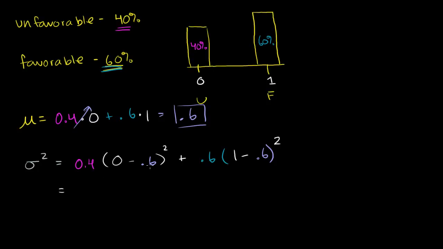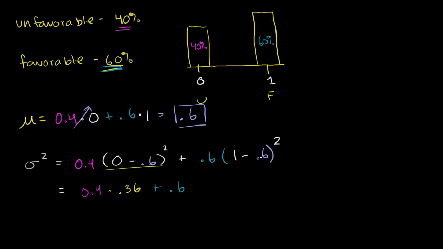Now, what is this value going to be? This is going to be 0.4 times 0.6 squared. This is 0.4 times, because 0 minus 0.6 is negative 0.6. If you square it, you get positive 0.36. So this value right here, I'm going to color code it, is times 0.36. And then this value right here, let me do this in another color. So then we're going to have plus 0.6 times 1 minus 0.6 squared.